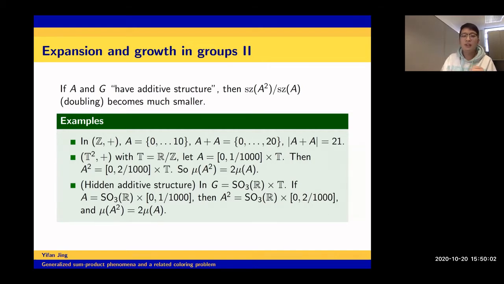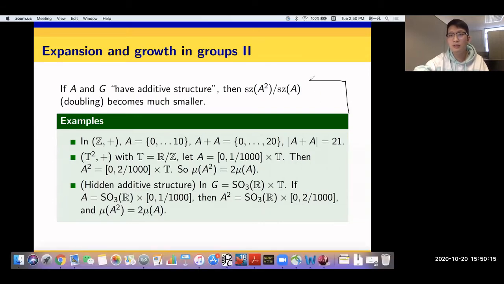And also in a continuous setting, like T squared, the two-dimensional torus, we can take A as a strip in the torus. Let me draw something. So this is T squared, and then we can take A to be a strip, something like that. Then you can see that in this case, if you consider A squared, the width of the strip gets doubled. So the measure only gets doubled, an expansion factor of 2. So it has small expansion.